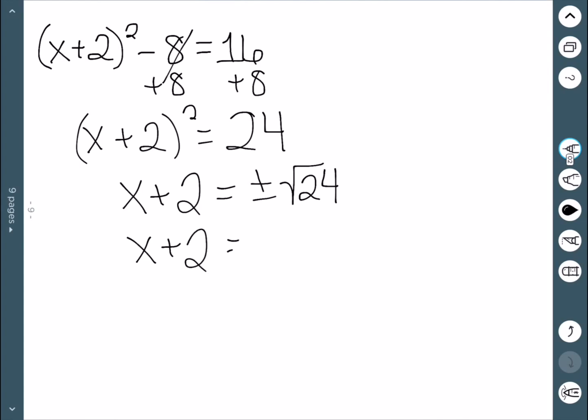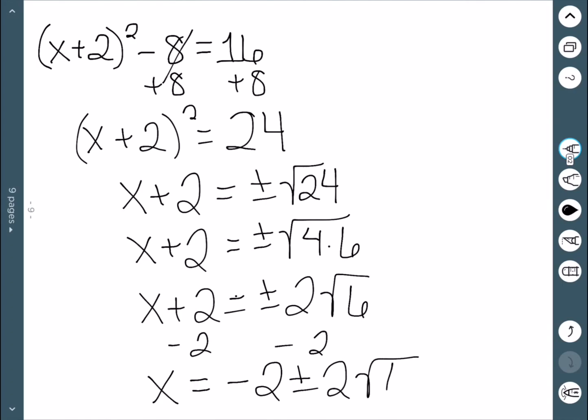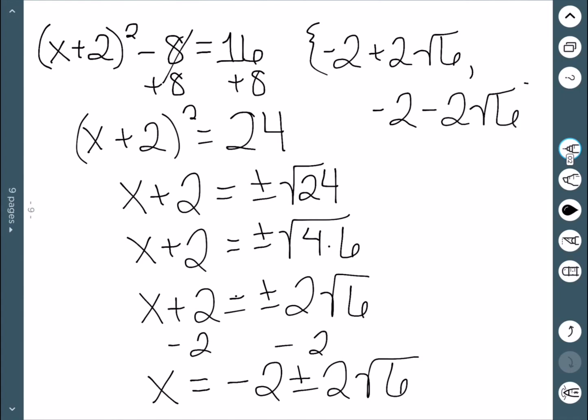We can rewrite this further and simplify. 24 is the same thing as 4 times 6. So this is plus or minus 2 root 6. We can then subtract 2 from both sides. And we get that x is equal to negative 2 plus or minus 2 root 6. This tells me that my solution set is negative 2 plus 2 root 6 and negative 2 minus 2 root 6.